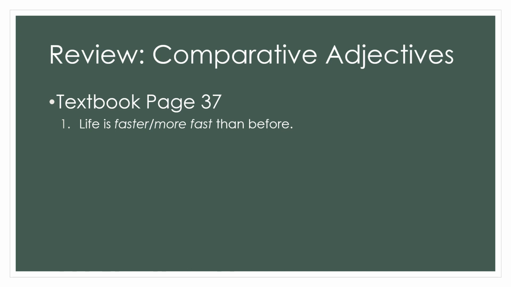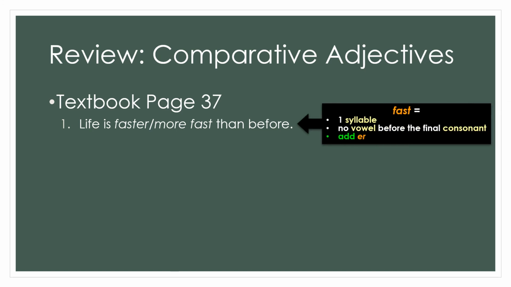Number 1. Life is faster or more fast than before. The adjective fast is only one syllable. And even though the last letter is a consonant, there is no vowel before the consonant. The letter S is not a vowel. So in order to make the adjective fast a comparative adjective, you add the letters ER. So the correct answer is faster. Life is faster than before.